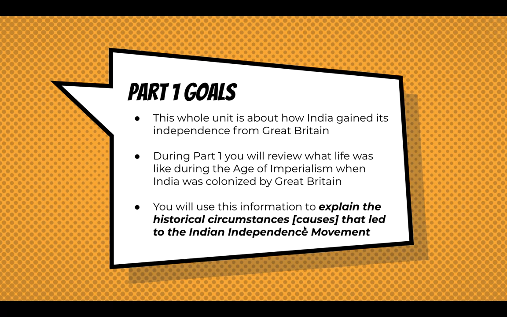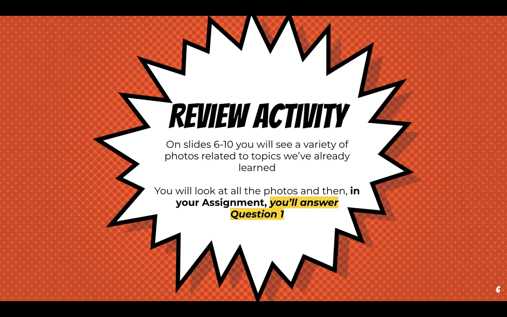So in this example, Great Britain took over India. You're going to use this information to explain the historical circumstances, aka the causes, that led to the Indian independence movement. That is a term we have still been struggling with a little bit. First thing we're going to do is a review activity. On slides 6 through 10, you'll see a variety of photos related to topics we've already learned. You've maybe even seen these pictures before. You'll look at the photos, and then in your assignment, aka that form I was in earlier, you'll answer question 1.